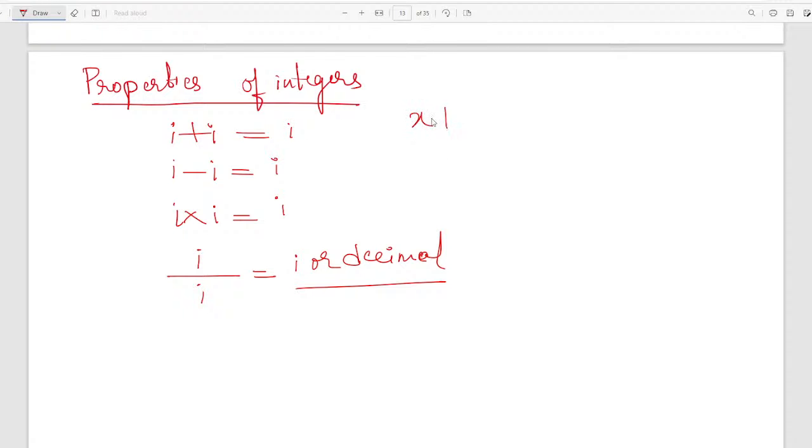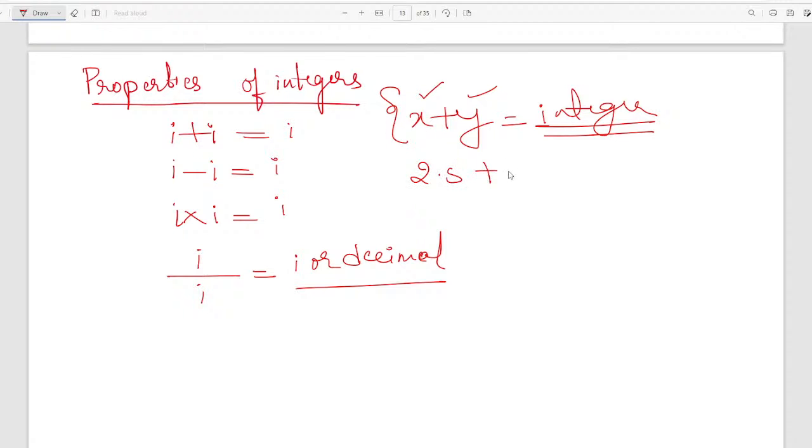If they say x plus y is equal to integer, that doesn't mean x is an integer and y is an integer. You have to remember this important thing here. Because, for example, 2.5 plus 3.5 is equal to 6. So when you add two decimals, decimal plus decimal can give you an integer.